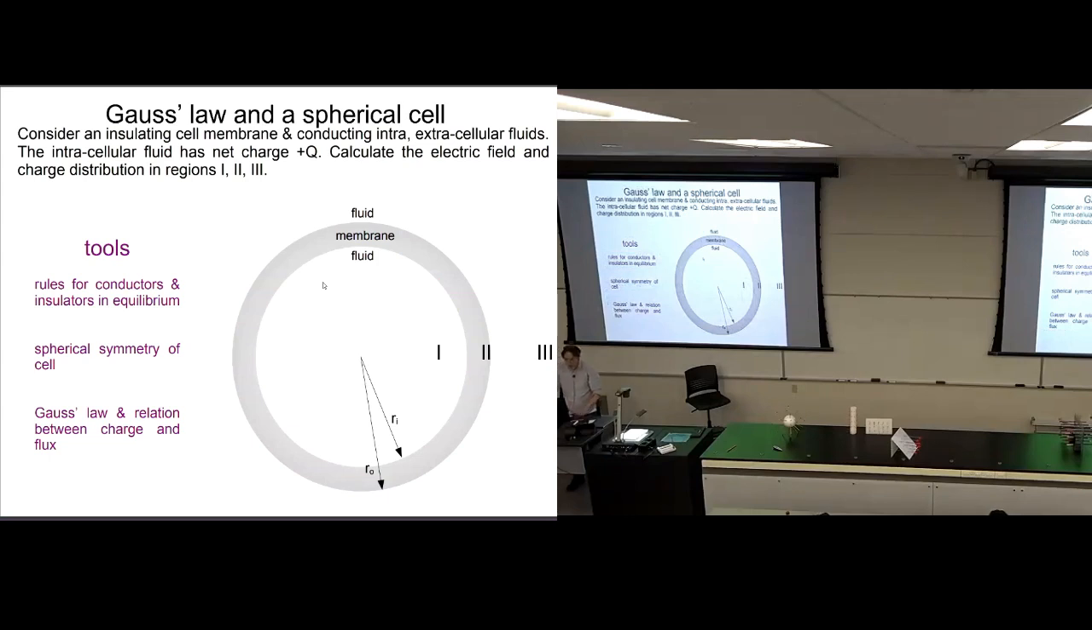Want to look at an example of Gauss's law, conductors, insulators. So here's the example. Who's a biology major in here? I mean, not that I am. Okay, so a fair number of biology majors. So this is an example from biology, really.